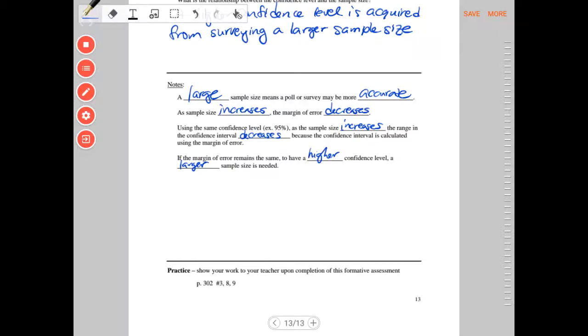On page 302, the last set of practice questions for statistics is to do questions 3, 8, and 9. Again, when you're done this formative assessment, please show your teacher.